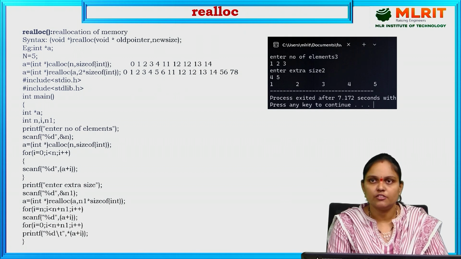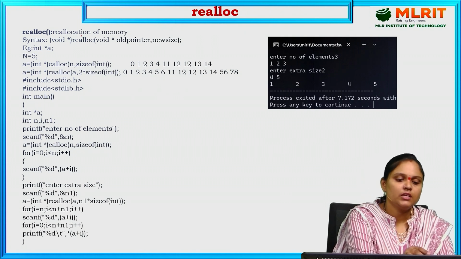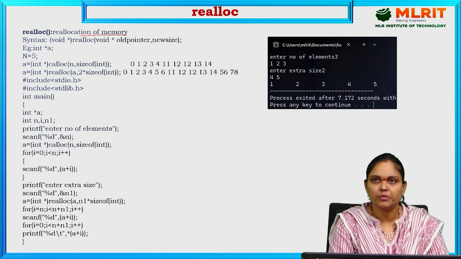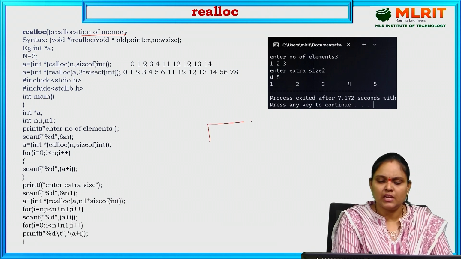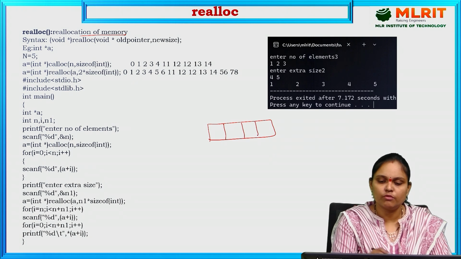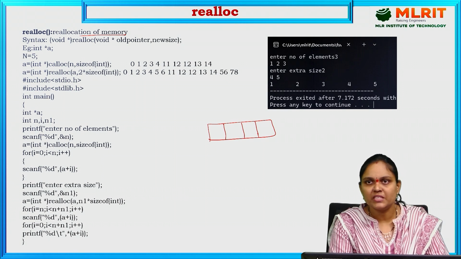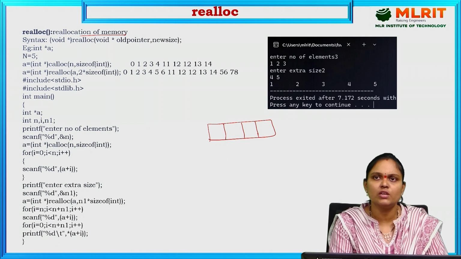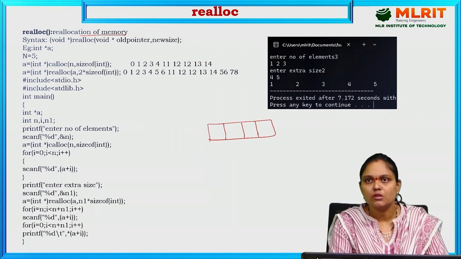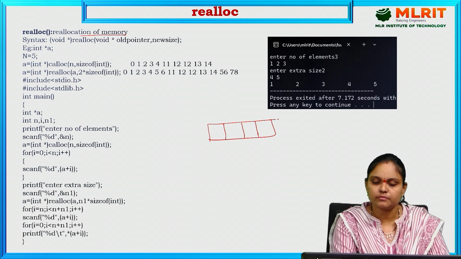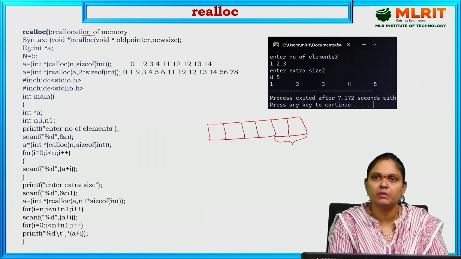Next is realloc. Realloc means reallocation of memory. Suppose memory got allocated for 4 elements, using malloc or calloc, while solving a problem. But those 4 elements are not sufficient for me. I require 2 or 3 more elements, so we need to allocate some extra memory. This allocation of extra elements can be done by using the realloc function.